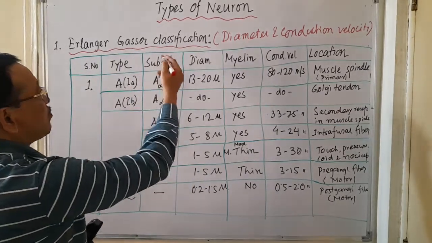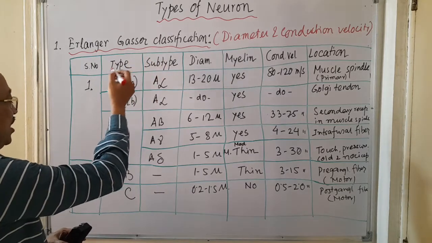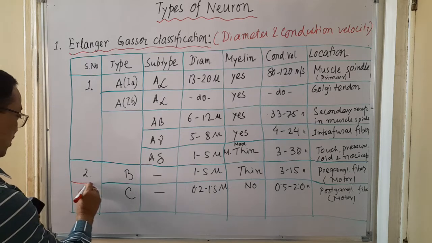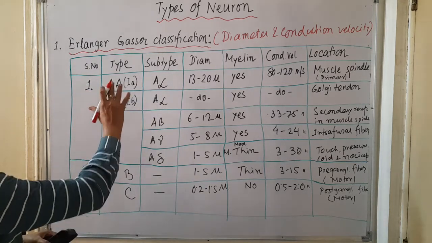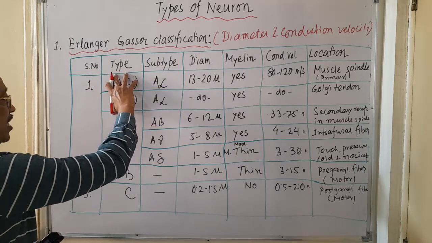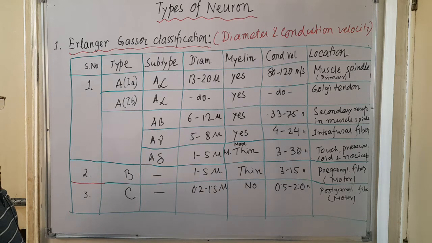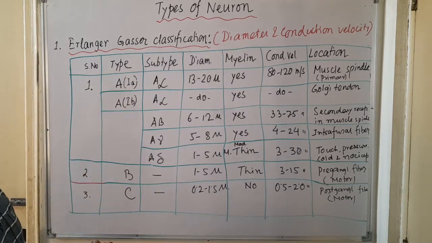So what is this type of classification? As per this classification, there are 3 types of nerves: number 1, number 2, number 3. What are those types? Type A, type B and type C.